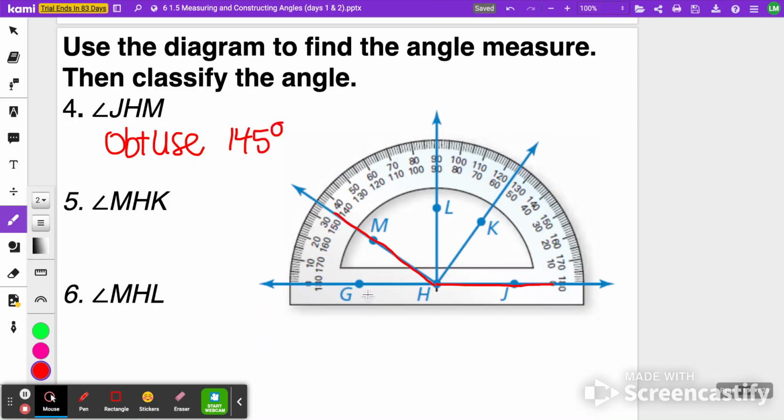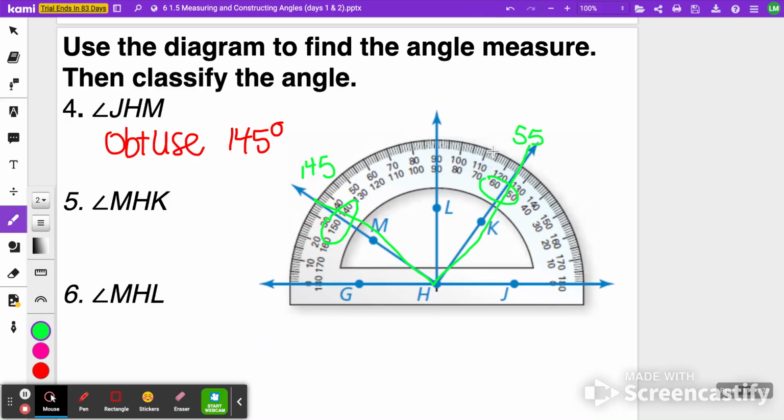For MHK, this is where things can get a little bit more tricky. I'm going to erase my original line and let's look at a different color. So MHK is here. What I want to make you think about is, where are we at in reference to labeling this? Notice if you start right in here, it's in between 150 and 140, so that's 145. Over here, on that same bottom part, it's in between 60 and 50, so that's 55.